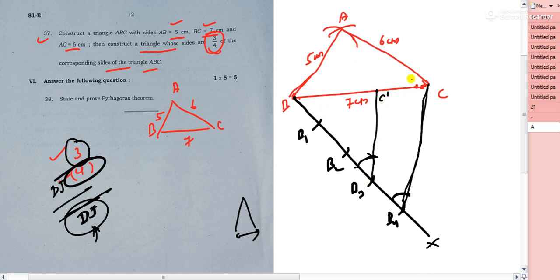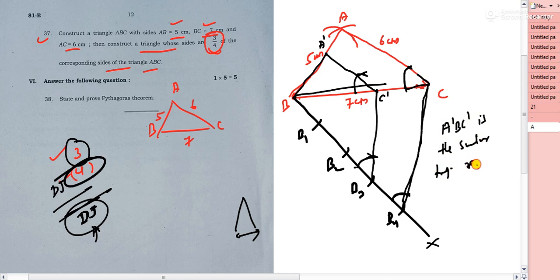Now again you measure this angle, use compass, angle measurement, again from here, this to this distance. Now again you get an intersecting point, just extend it from here. Wherever you get a point, that is your A dash. So if you look at this carefully, you have got your new triangle. It's not straight since I'm drawing in freehand, but you try to write A dash B C dash is the similar triangle required. That's all. If you write this much, you'll get full marks.